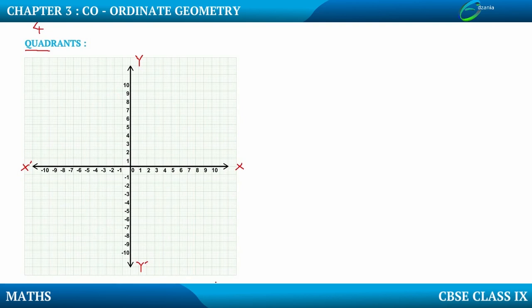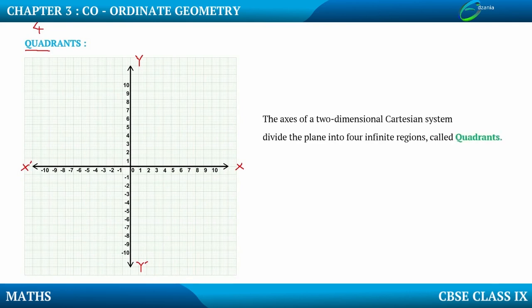Now, how to identify which is the first part, which is the second part, which is the third part, which is the fourth part? Before that, let's see the definition of quadrants. The axes of a 2-dimensional Cartesian system which divide the plane into 4 infinite regions are called quadrants. The direction of the quadrants is taken anti-clockwise.